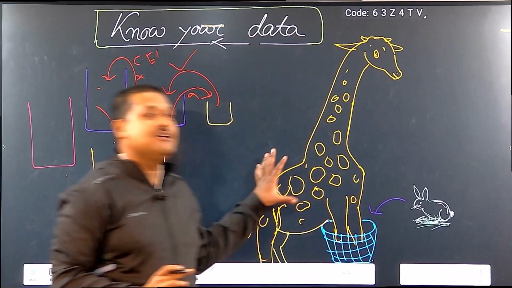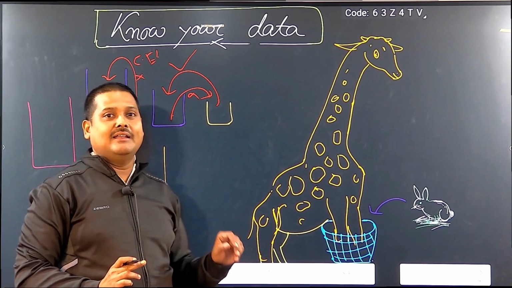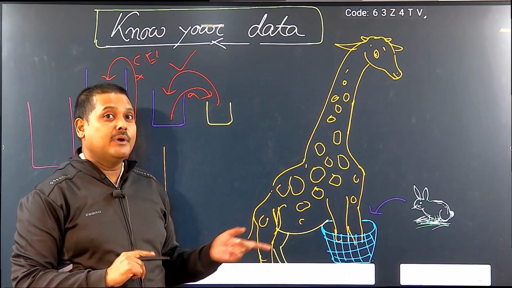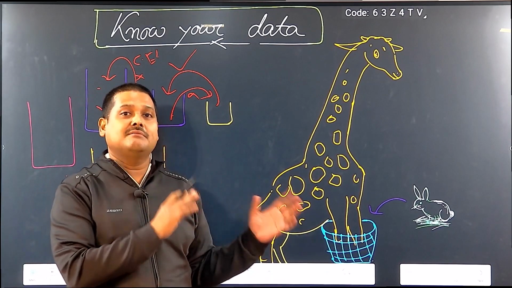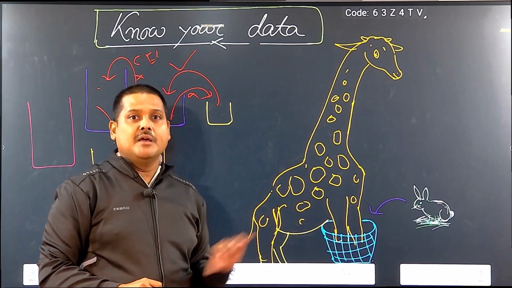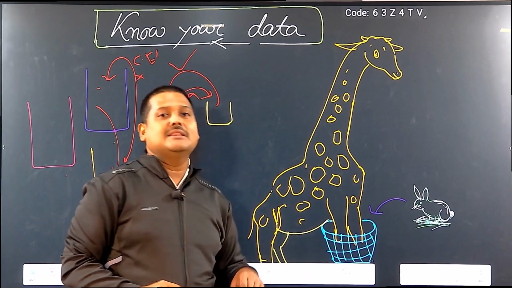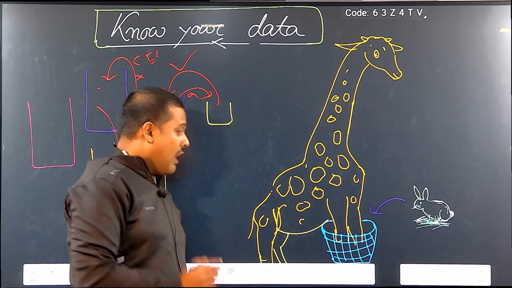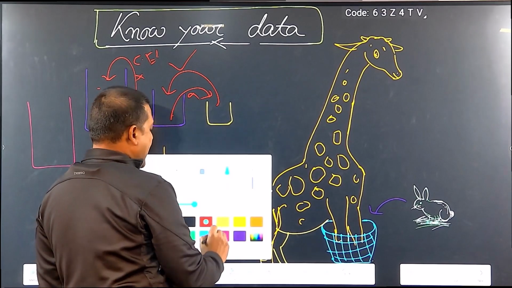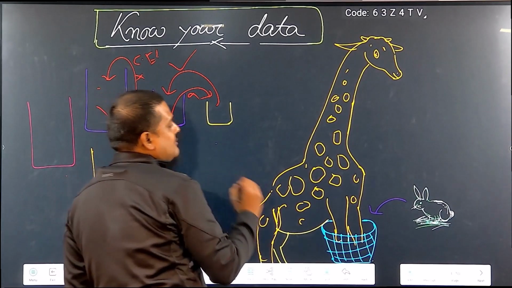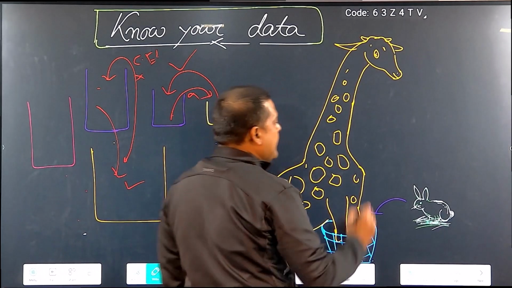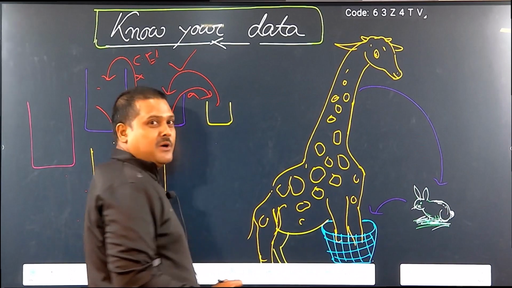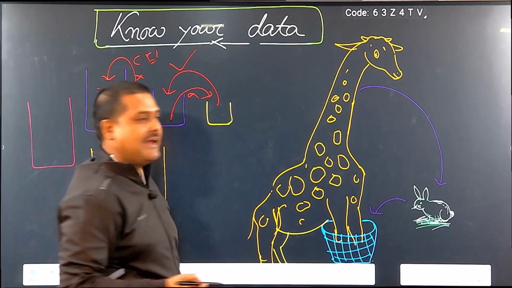We have the scenario of the giraffe and the rabbit. The rabbit can be accommodated in the giraffe's home, wherever the giraffe lives. But if the giraffe is trying to fit in the bucket where the rabbit lives, that is not possible. So how would we make it possible? With the help of some mechanism. That mechanism is called type casting. By default, it will raise a compilation error.